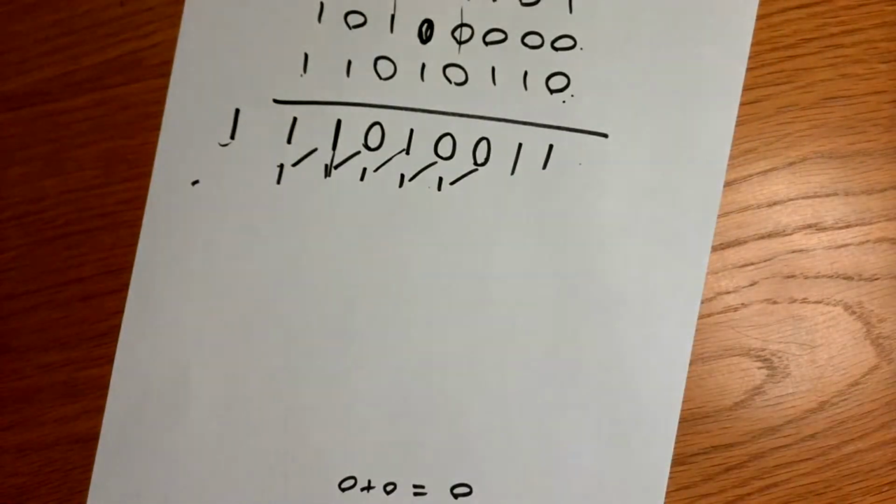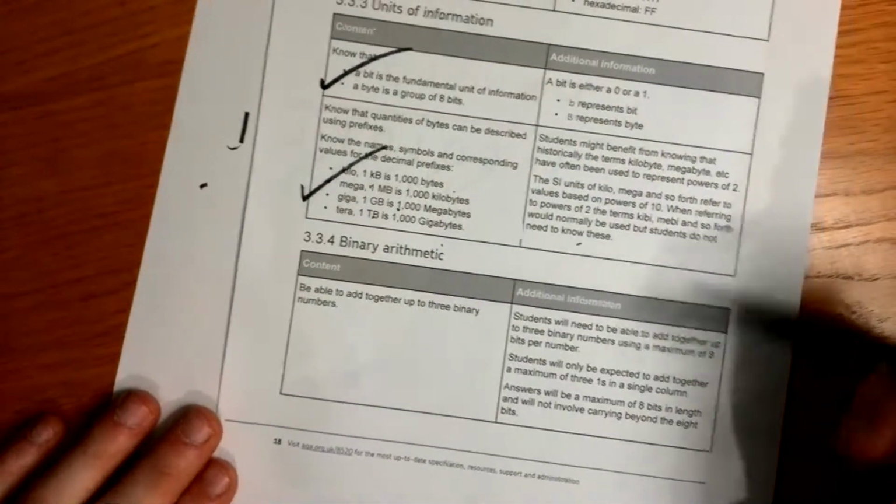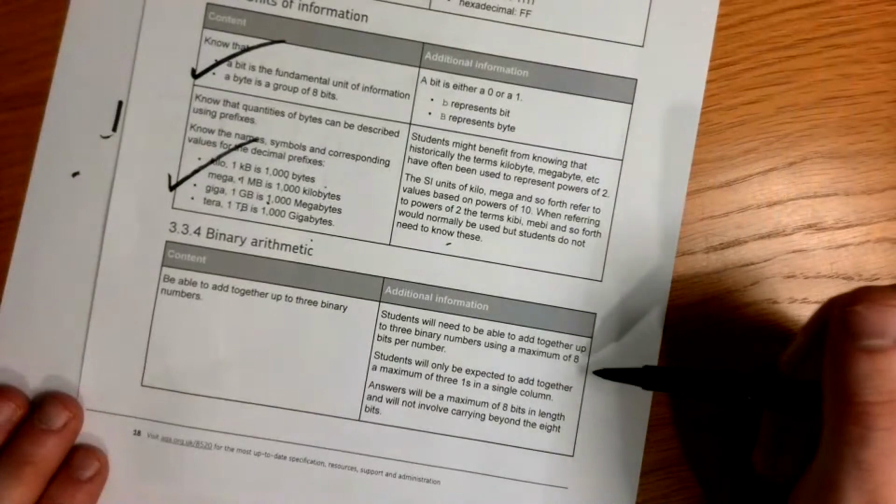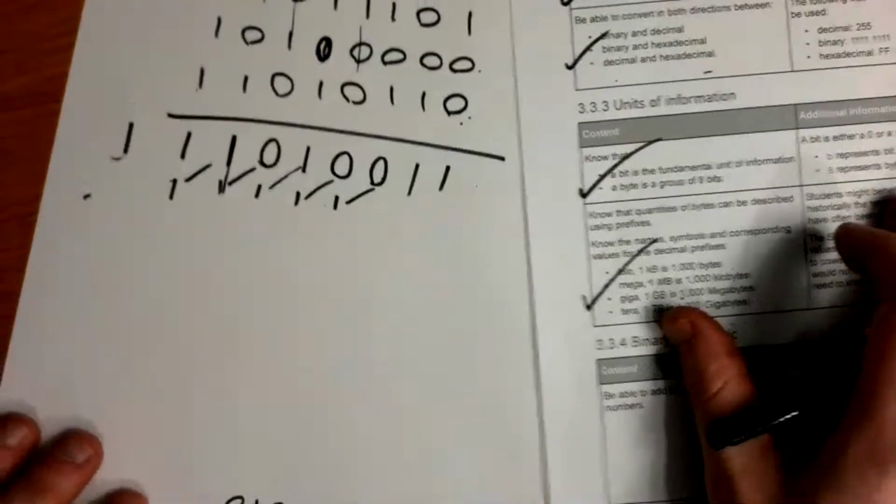So let's go back to here. Be able to add up 3 binary numbers together using a maximum of 8 bits. That's what we've just done here.